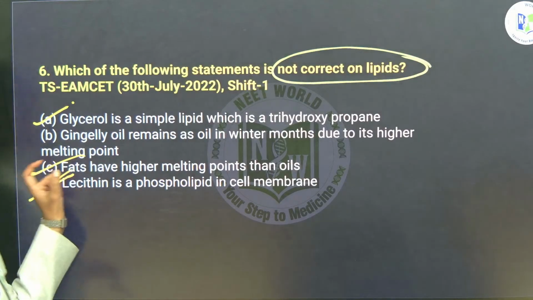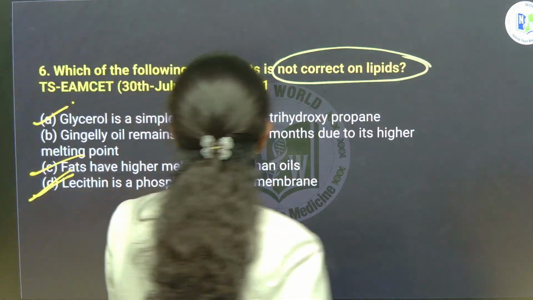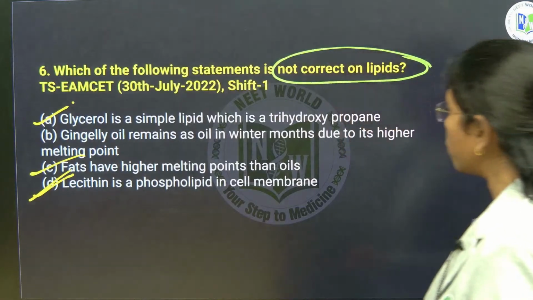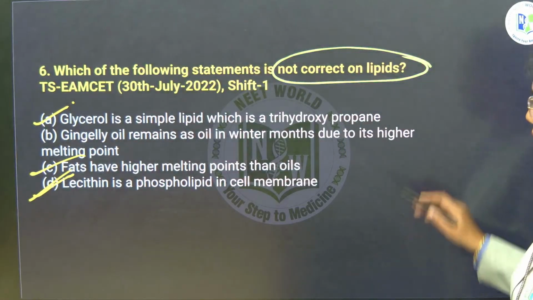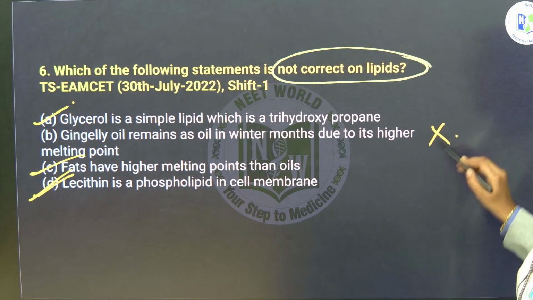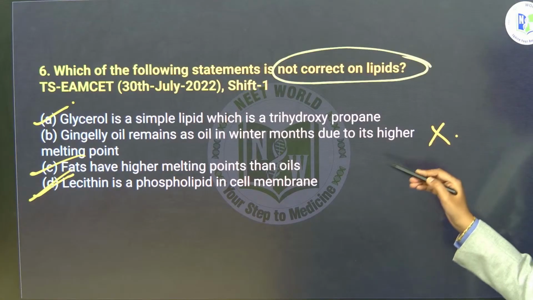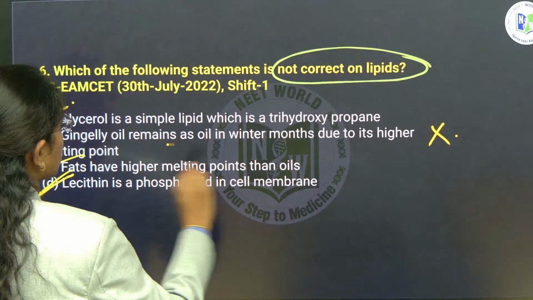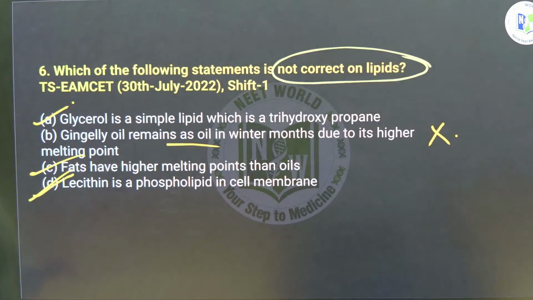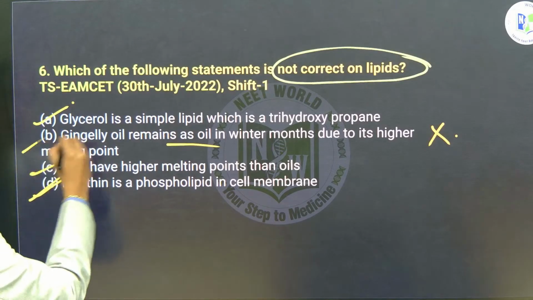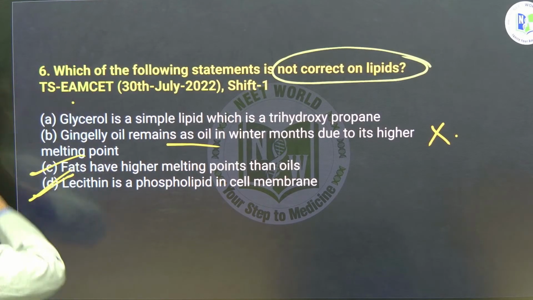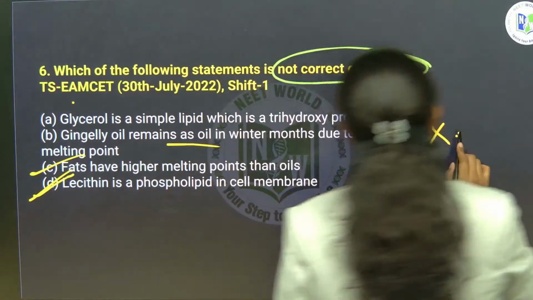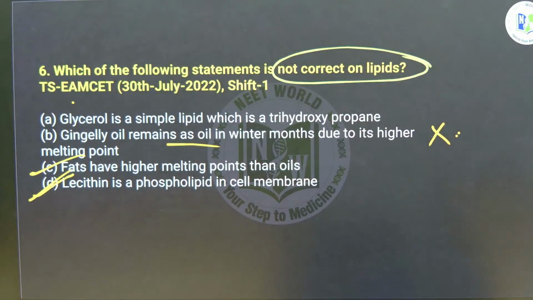Look at statement B. Gingelly oil remains as oil in winter months due to its higher melting point. This is not correct. Okay, this melting point is less when compared, right? So oil's melting point is less, this doesn't remain as oil. Fine, right? So here what is the incorrect statement? Option B will be our answer, because this is the incorrect statement.